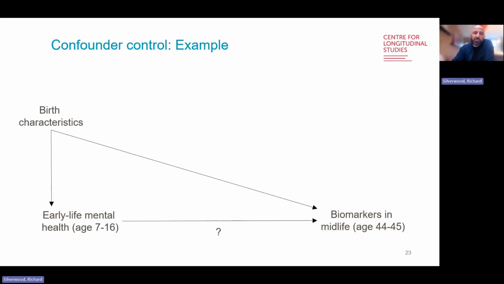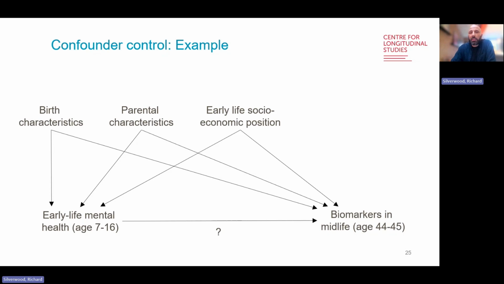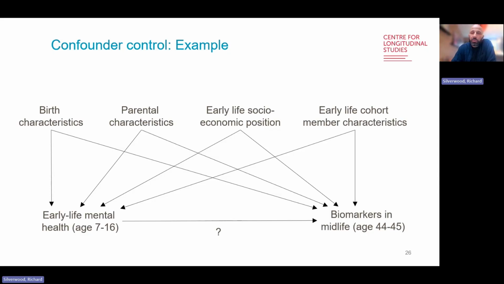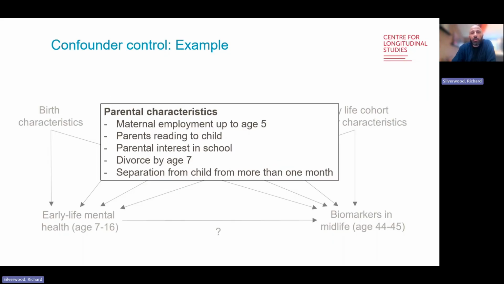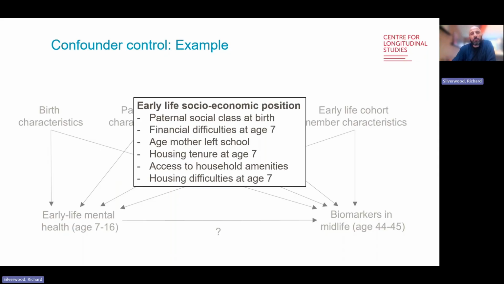So there could be a number of different types of confounders we could be interested in, perhaps different characteristics of birth, parental characteristics, early life socioeconomic position, early life cohort member characteristics. And we observe lots of different variables relating to all of these different kinds of constructs. So I won't read through all of the different variables, but we observe lots of information about the birth or around the birth, such as birth weight, maternal smoking during pregnancy, lots of information on parental characteristics, such as employment and various aspects of home life.